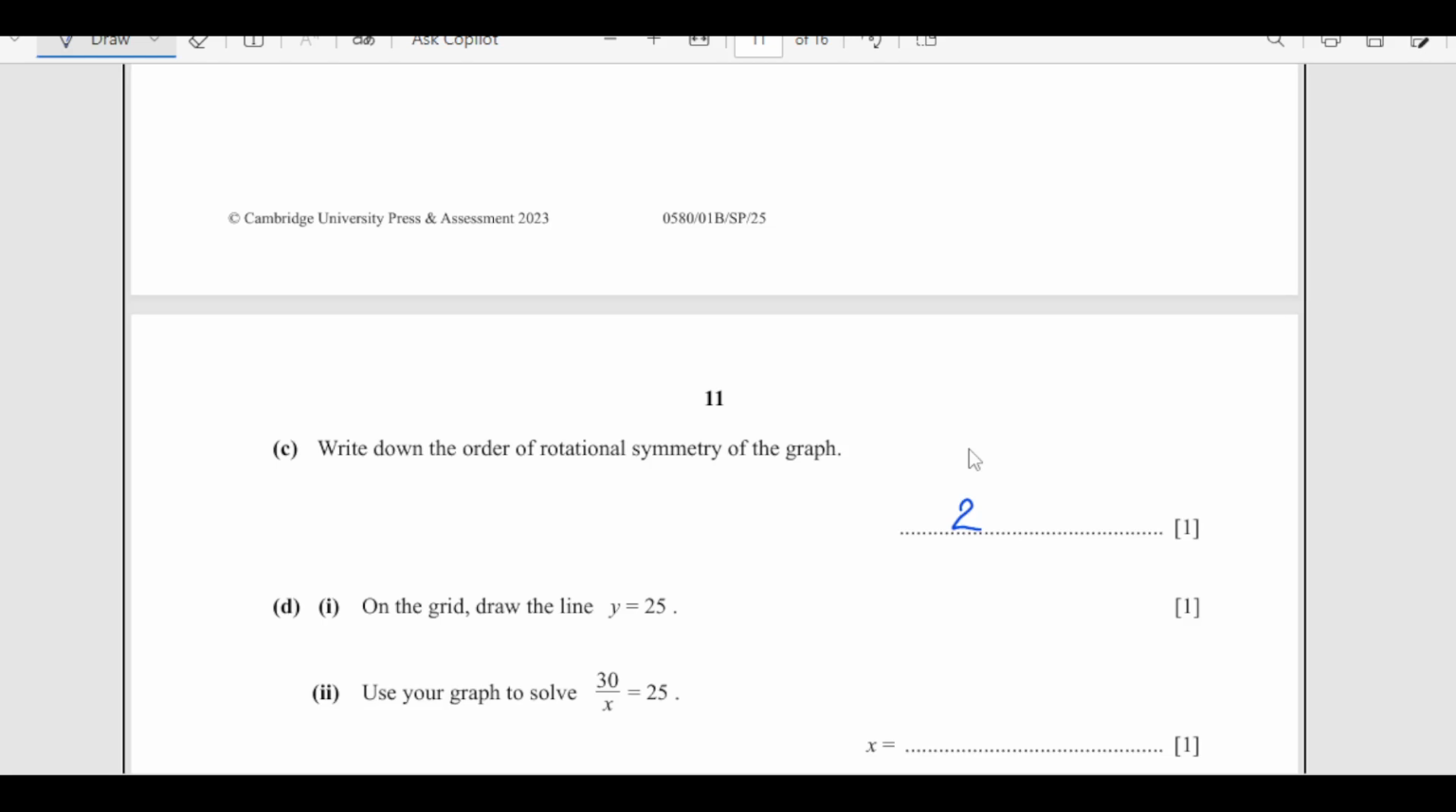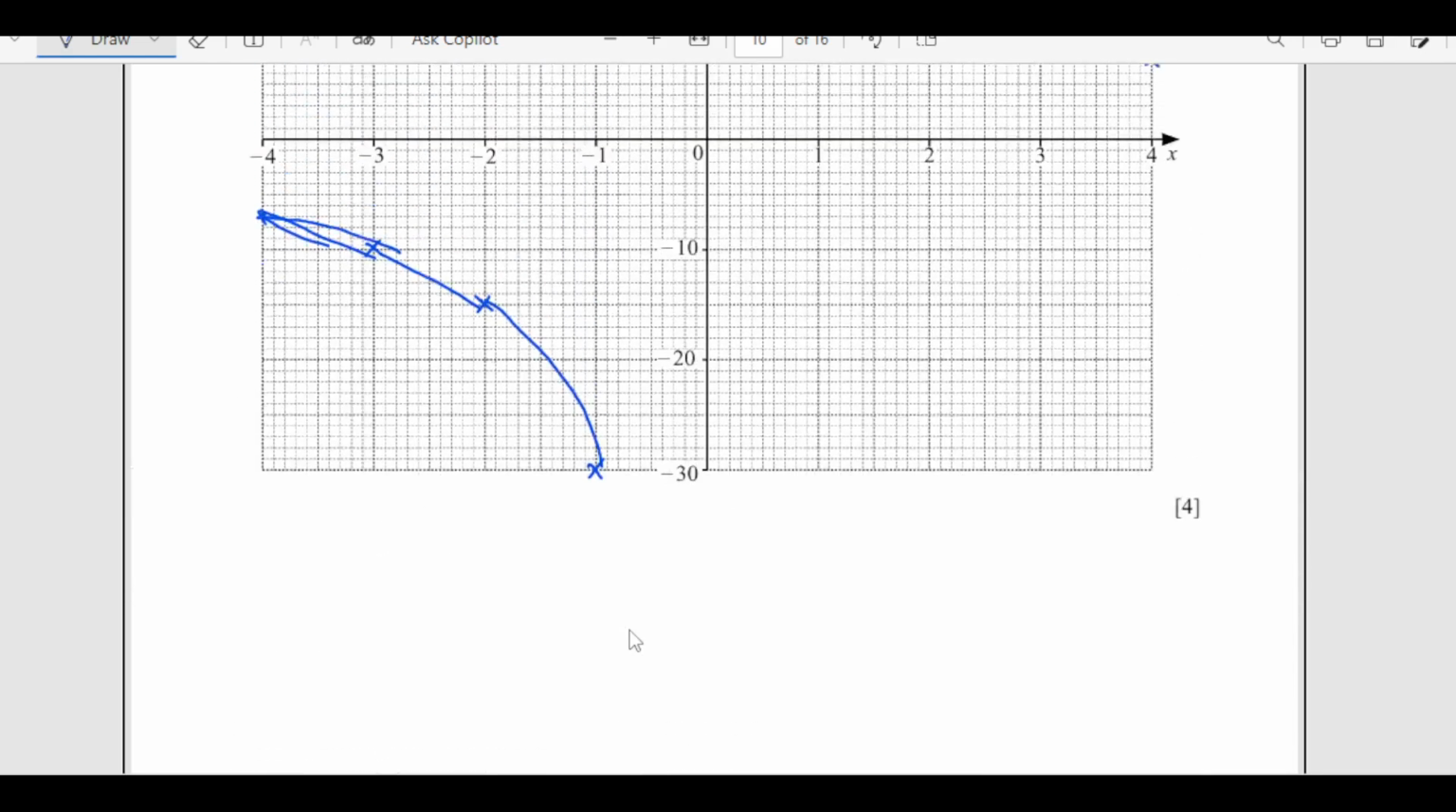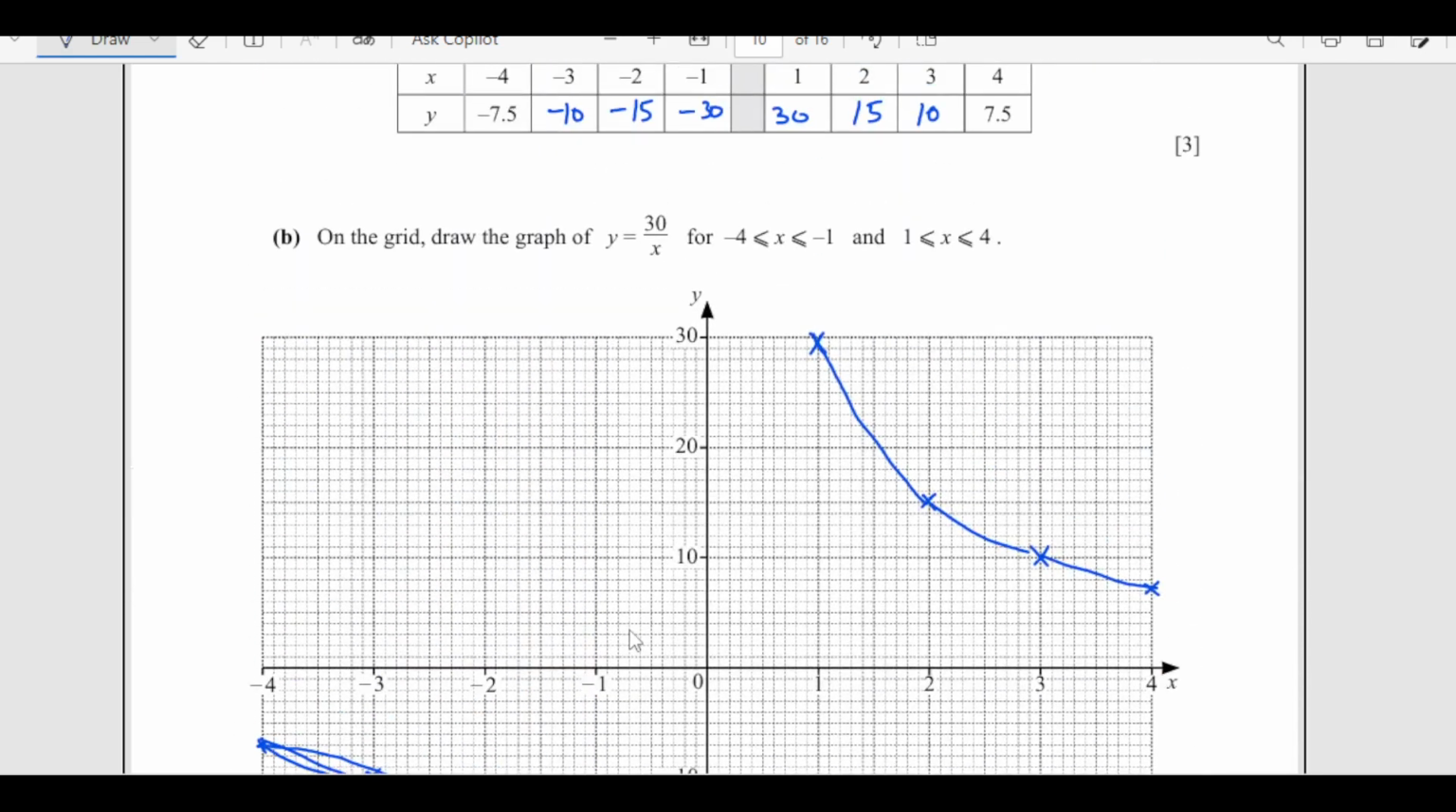On the grid, draw the line y equals 25. So let me see, where is y equals 25? 25 is here, you see. So you just draw a line like this. Use your ruler, please, and it should be a bold line, not a dotted line. I am not able to draw it nicely, so I am just drawing it. So this is y equals 25, right.